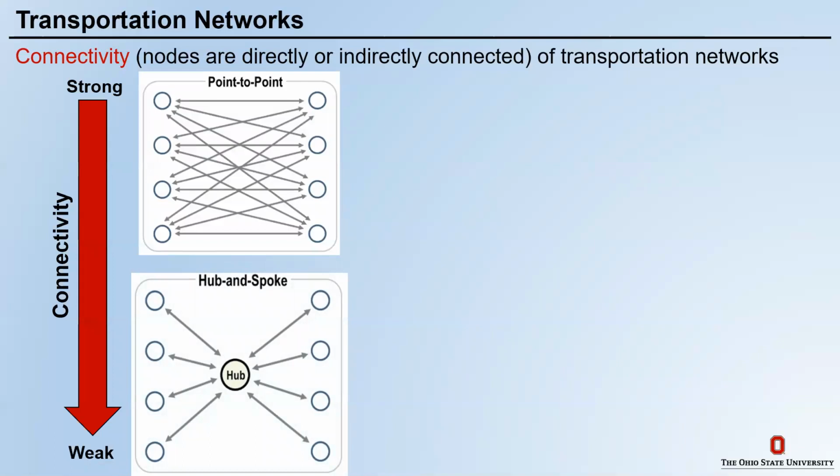So we have another extreme example here. It's the centralized network or hub and spoke network. The connectivity here is extremely weak because all nodes in the first group are indirectly connected to all other nodes in the second group. So there is no direct connection between any two nodes from the 2 groups. They're all connected by a hub or a central node. Okay, so this hub and spoke network has the weakest connectivity. On the other hand, the point-to-point network has the strongest connectivity because all nodes from the 2 groups are directly connected to each other. Okay, so we have 2 extremes here.